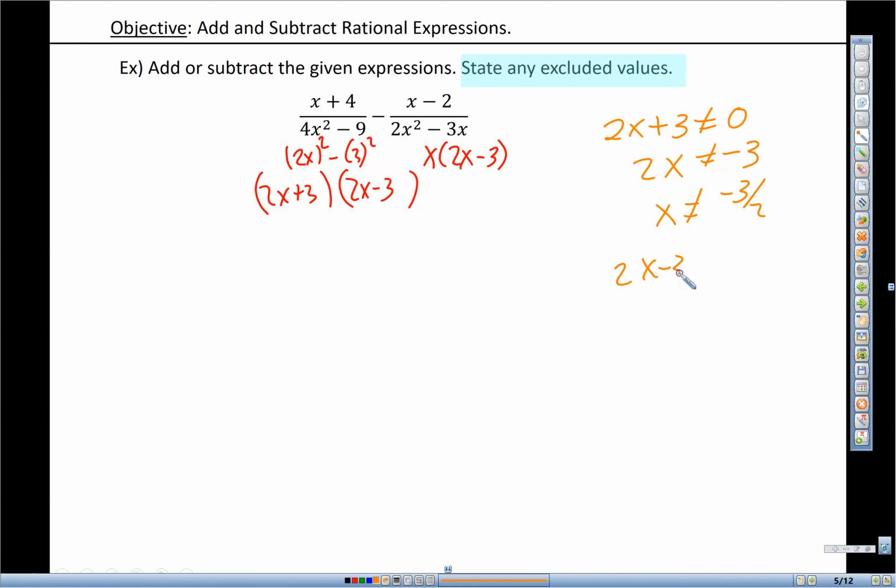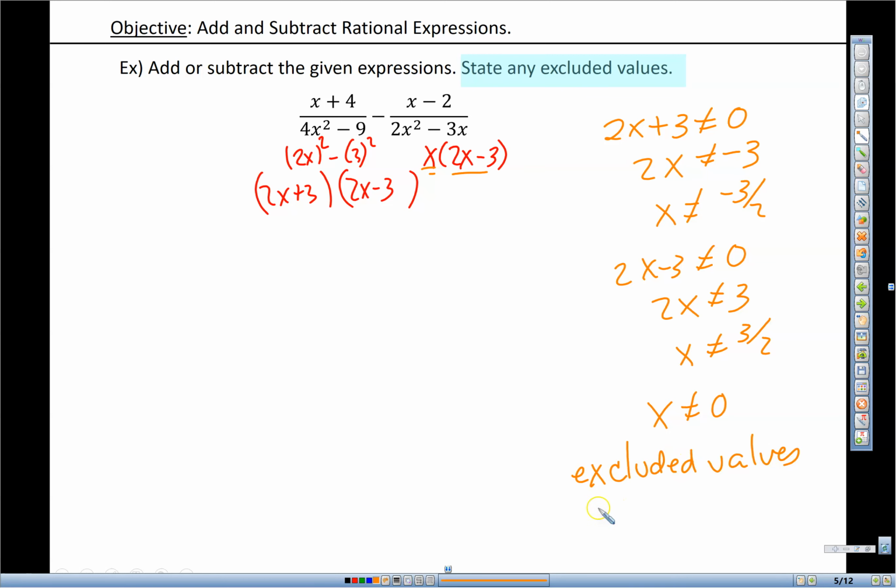2x minus 3 cannot be equal to 0. So again, we undo that subtraction first and then divide. So x cannot be positive 3/2 or 1.5. Don't lose your monomials. X cannot be 0. And 2x minus 3 over here is a repeat, so we don't have to do that one again. So our excluded values, we have to realize this time we have 3 of them. Least to greatest would be -3/2, then 0, then +3/2.